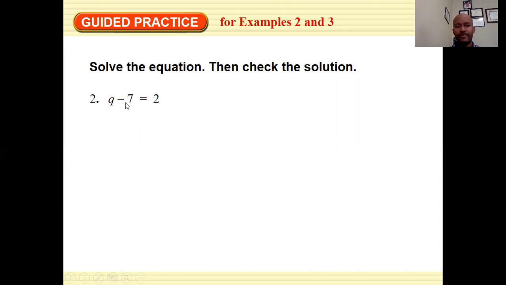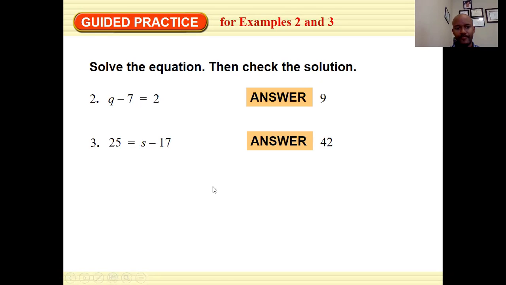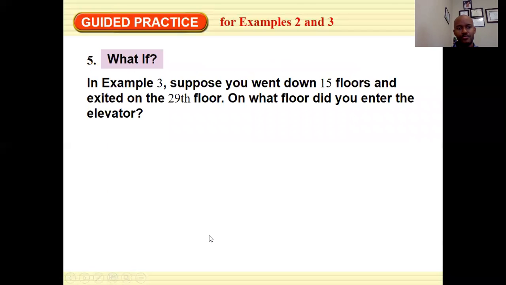So here, you have q minus 7 equals 2. Use the inverse operation, add 7 to both sides. Your answer would be 9. Inverse operation again, start with the side where your variable, your letter, is at. Add 17 to both sides, your answer is 42. It's a decimal, same principle. Add 2.1 to both sides, your answer is 5.3.